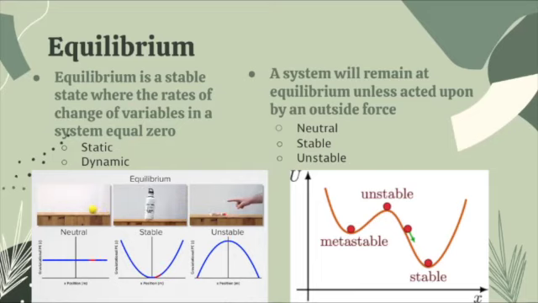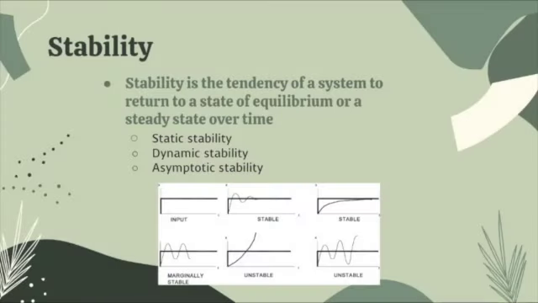So let's talk a little bit about stability. If a system is in equilibrium and it's knocked out of equilibrium, the way that the system responds can tell you if it was a stable point or an unstable point. If the system was at a stable point, it's knocked out of that stable point and it returns to equilibrium, that is stable. If it's knocked out of equilibrium and it continues to move out of equilibrium, that is unstable.